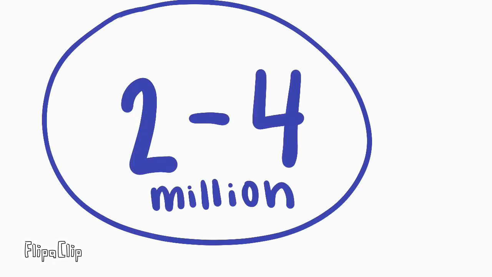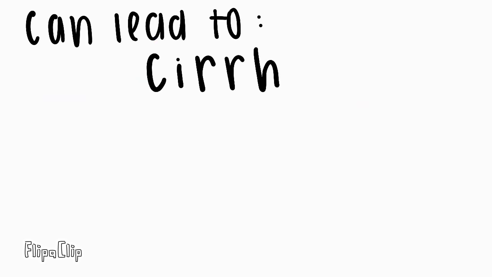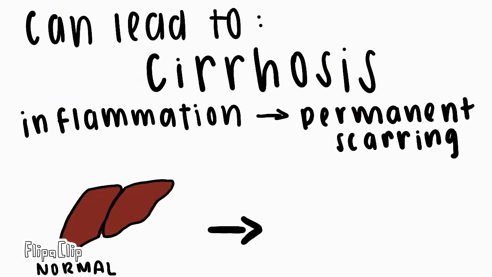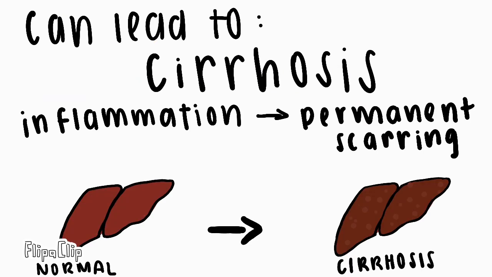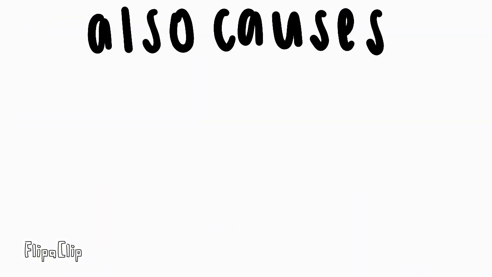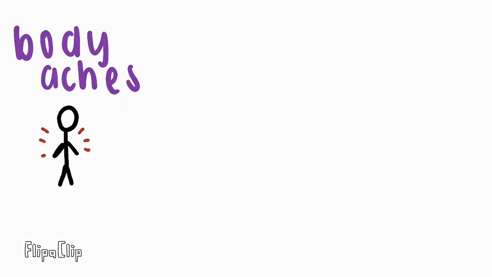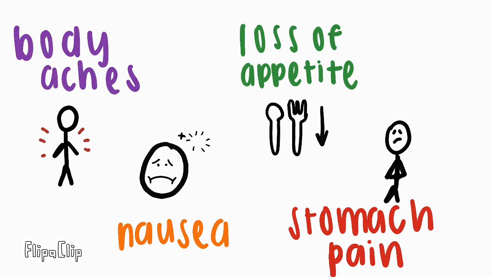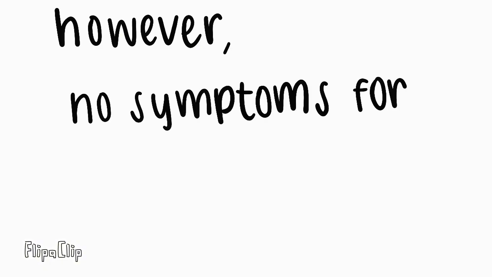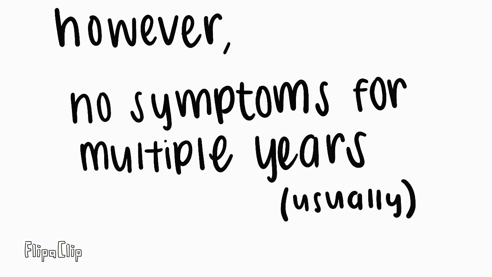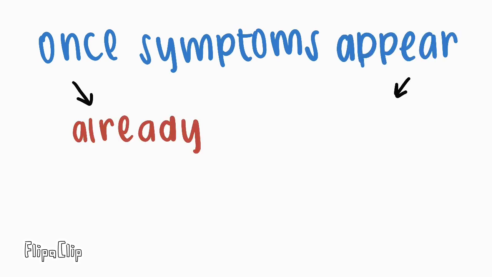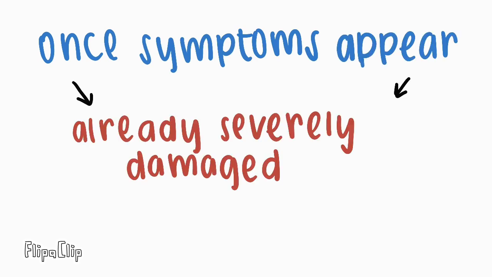It is estimated that about 2 to 4 million people in the U.S. currently experience hepatitis C. HCV can eventually lead to cirrhosis, which is when inflammation turns into permanent scarring on your liver. Symptoms of HCV can include fatigue, fever, and jaundice, as well as body aches, nausea, loss of appetite, and stomach pain. However, many people go years without noticing or experiencing any symptoms.